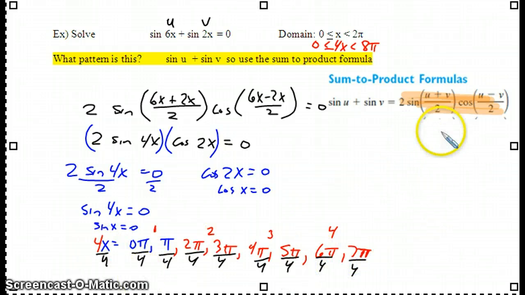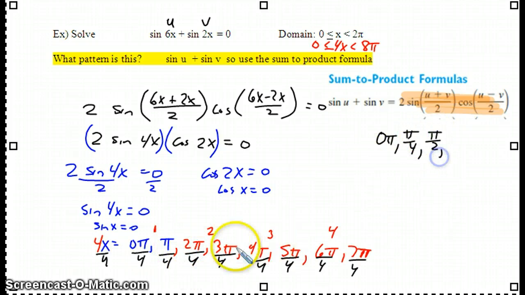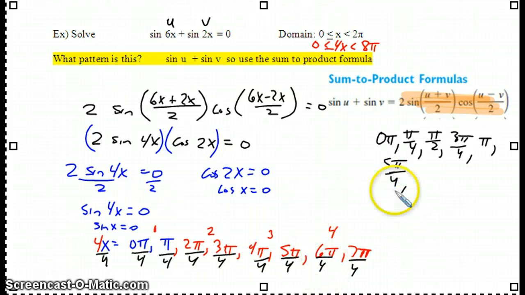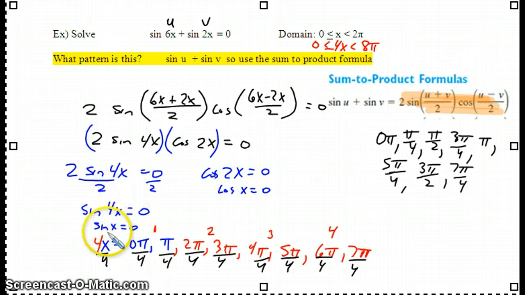And I'll list these over here then. We're going to still get 0 and pi over 4. 2 pi over 4 is pi over 2. 3 pi over 4. 4 pi over 4 is just pi. 5 pi over 4. 6 pi over 4 is 3 pi over 2. And 7 pi over 4. So far, those are all the answers just for this first part of it. I still have to go through and do this for the cosine.